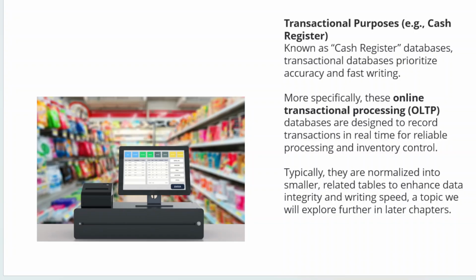I'll talk about the three main types of databases out there, but the one we'll talk about first is your transactional purposes, also known as, I call it, the cash register database. It's a very popular name for it. These are OLTP, online transactional processing databases, and they're designed to record transactions in real time for reliable processing, inventory control, all that kind of stuff. We'll definitely get into it. These are normalized into smaller tables that enhance integrity and writing speed, something we'll definitely get into later. You're going to get sick of normalization, I promise. But that's the main purpose of these, to enhance data integrity and writing speed.